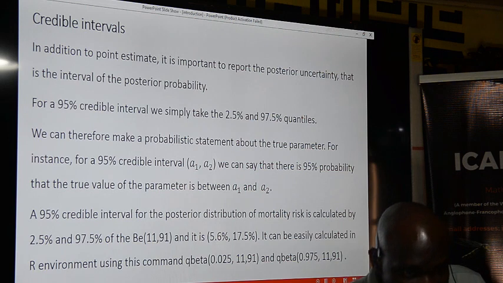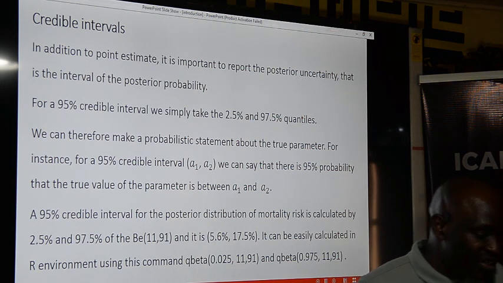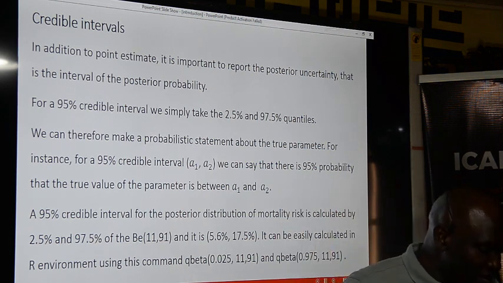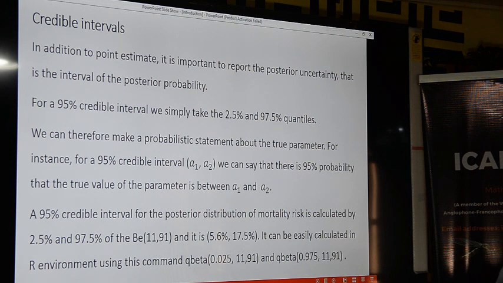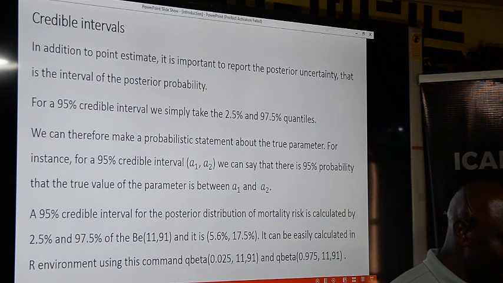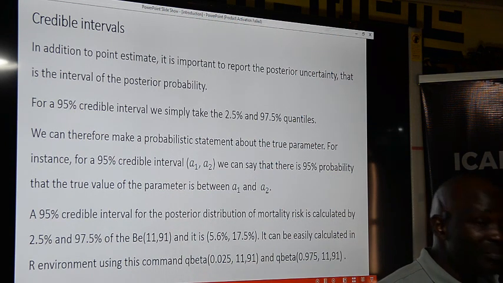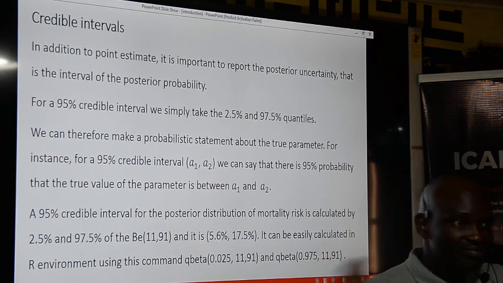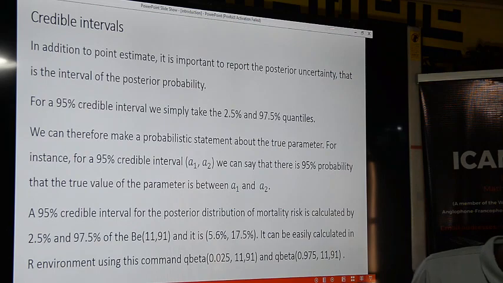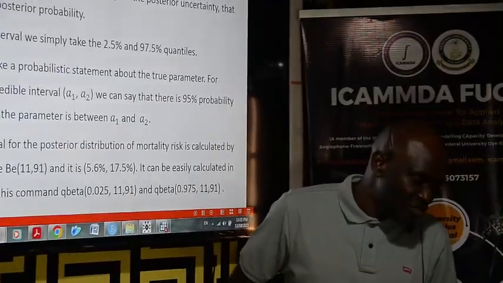You just say qbeta. In addition to the point estimate, it is important to report the posterior uncertainty, that is the interval of the posterior probability. For a 95% credible interval, we can simply take the 2.5 quantile and the 97.5 quantile. We can therefore make a probability statement about the true parameter, for instance, for a 95% credible interval A1, A2, we can say there is a 95% probability that the true value of the parameter is between this interval. The 95% credible interval of the posterior distribution of mortality risk is calculated by the 2.5 and 97.5 quantiles of beta 11 and 91, which is this.